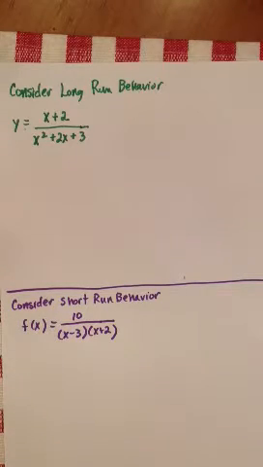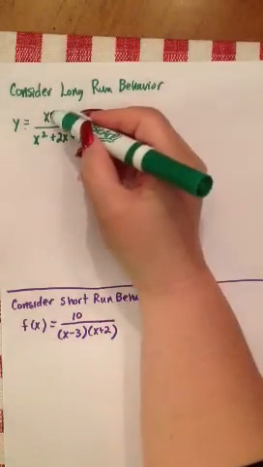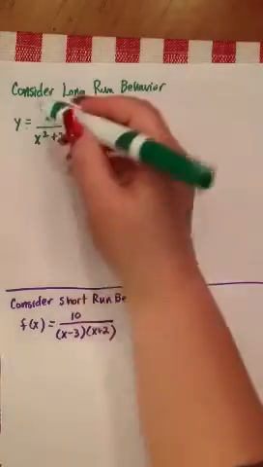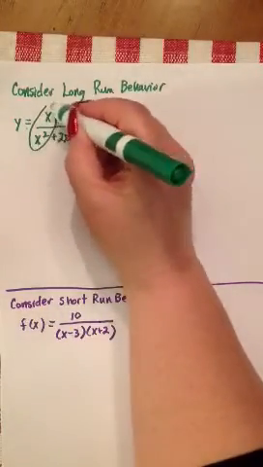Alright, this problem here, they ask us to consider the long run behavior of (x + 2)/(x² + 2x + 3). When we do that, the numerator is degree 1 and the denominator is degree 2, so I could just take a ratio of leading terms.